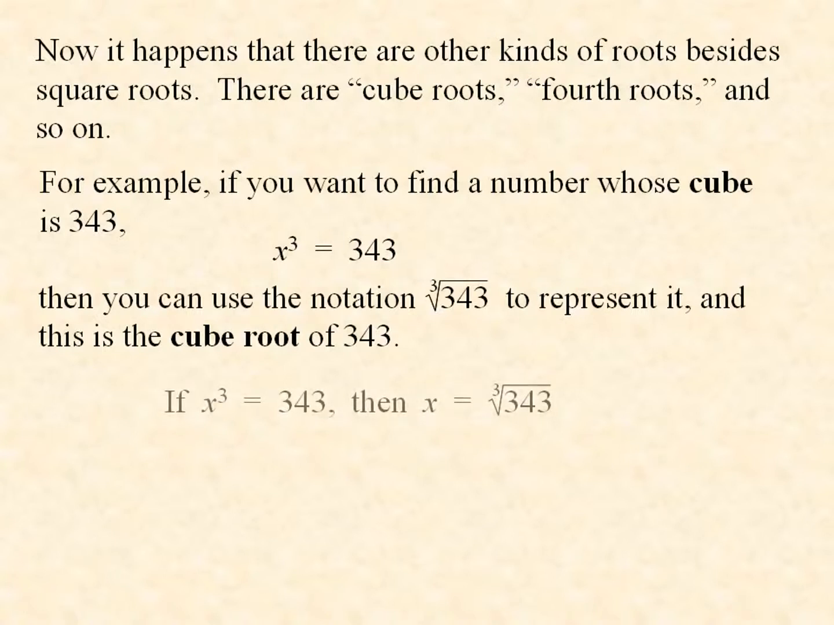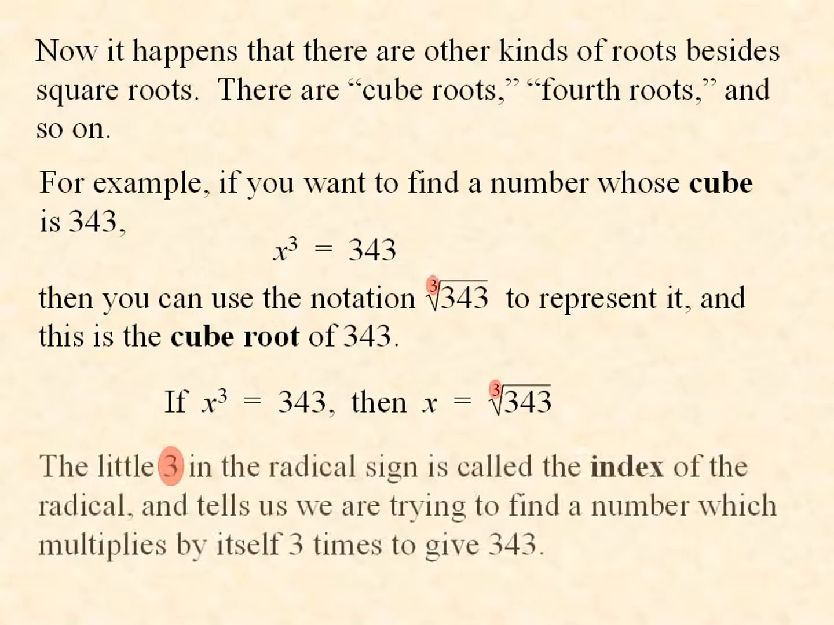If x to the third is 343, then x is the third root of 343. That is, if x cubed is 343, then x is the cube root of 343. The little 3 in the radical sign is called the index of the radical and tells us we are trying to find a number which multiplies by itself 3 times to give 343.